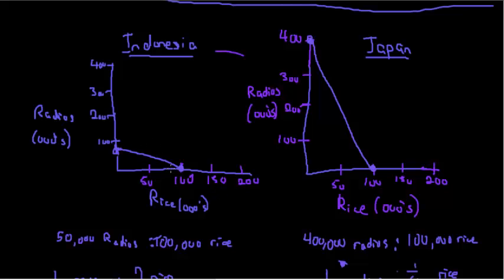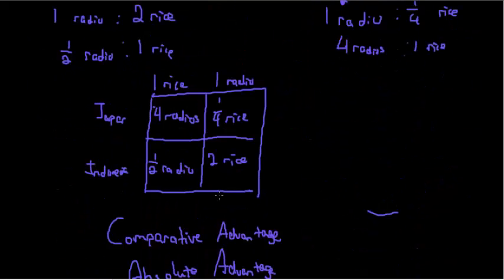Now notice that both countries can only produce 100,000 pounds of rice with all of their resources. So in this case, neither country has an absolute advantage in production of rice.